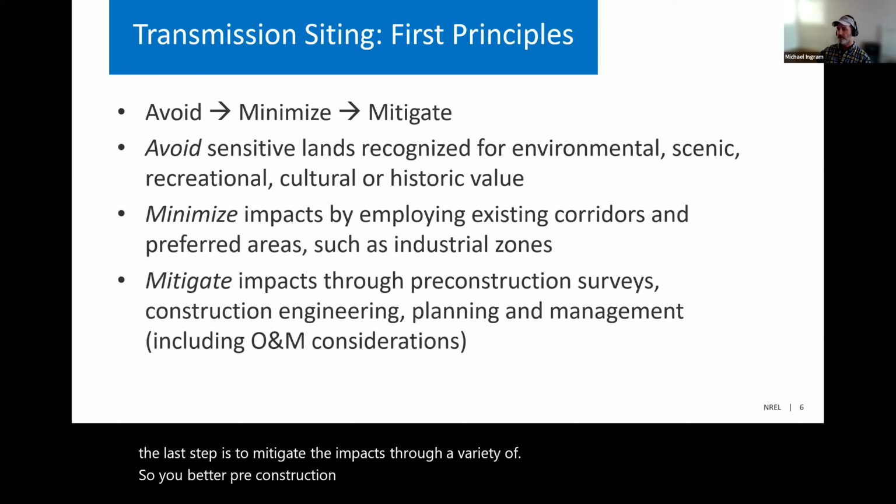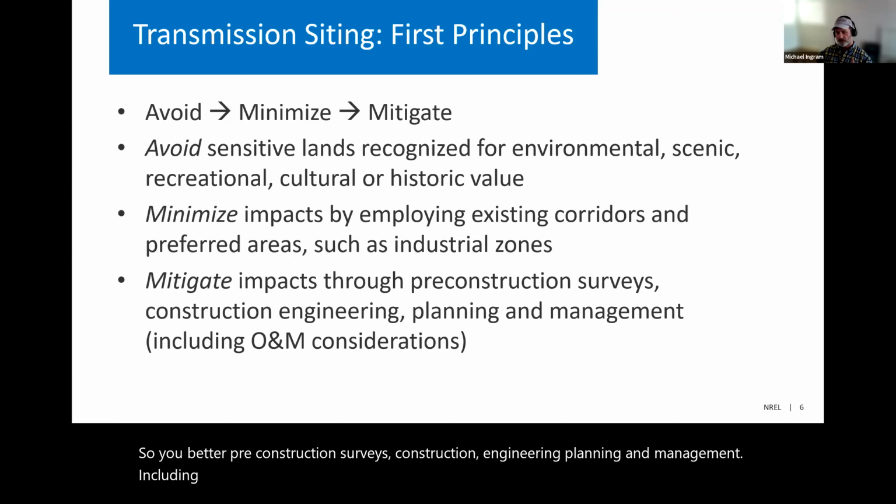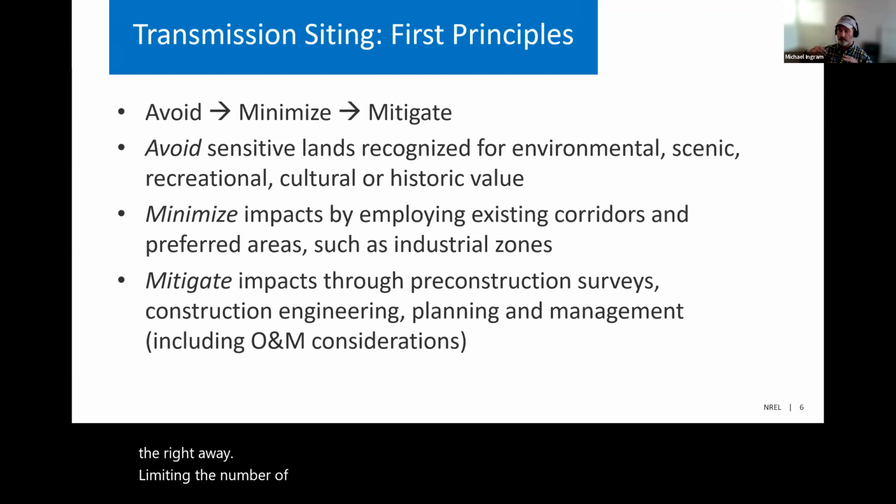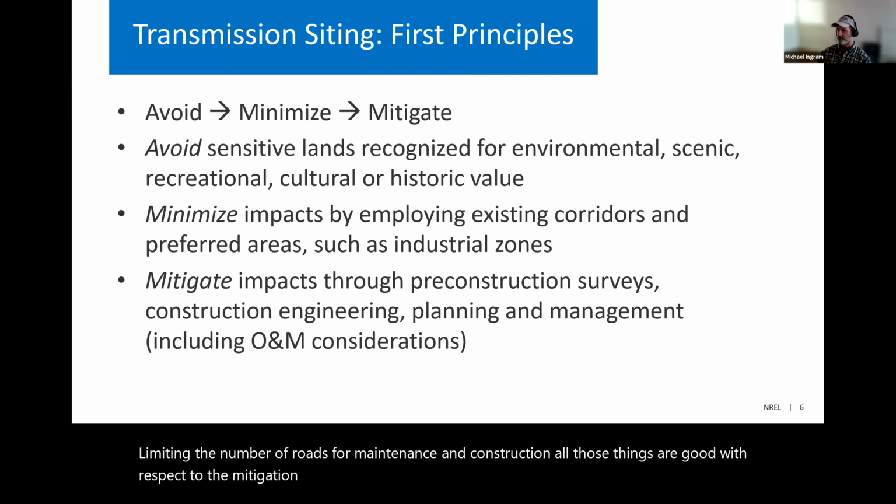And finally, the last step is to mitigate the impacts through a variety of means: better pre-construction surveys, construction engineering, planning, and management, including O&M considerations. So if you can minimize the width of the right-of-way, the access to the right-of-way, limiting the number of roads for maintenance and construction, all those things are good with respect to the mitigation of the impacts of the transmission.